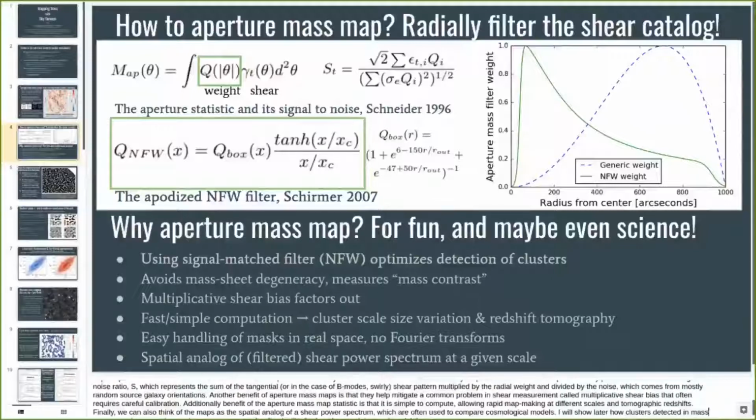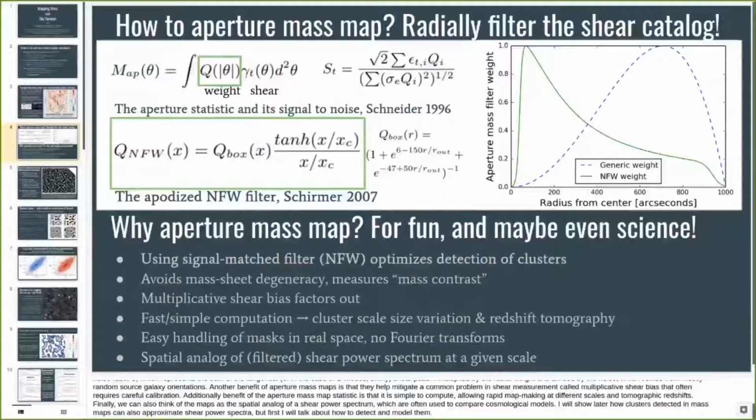Additional benefits of using the aperture mass statistic is that it is simple to compute, allowing rapid map making at different scales and tomographic redshifts. Finally, we can also think of the maps as a spatial analog of the shear power spectrum. I will show later how clusters detected in mass maps can also approximate shear power spectra. But first, I will talk about how to detect and model them.